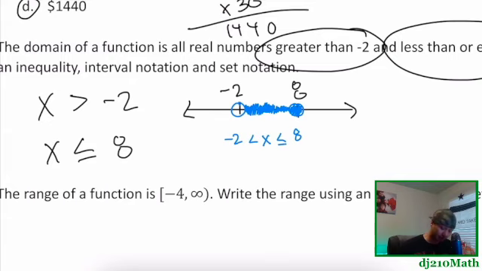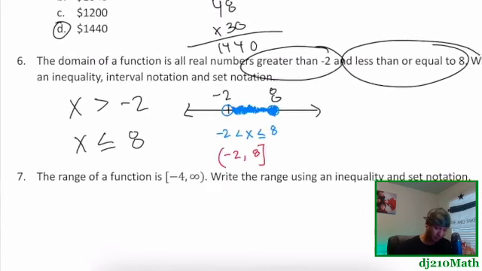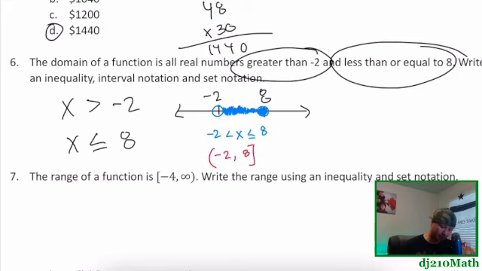The interval notation is just as easy. You just take the two numbers, parentheses because it's strictly less than, or the open circle, and then bracket because of the closed circle, or equals to, right? Less than or equals. Set notation is even easier, right? Because you take the curly bracket, you say x such that x is a real number, and then you use the inequality. -2 to 8.